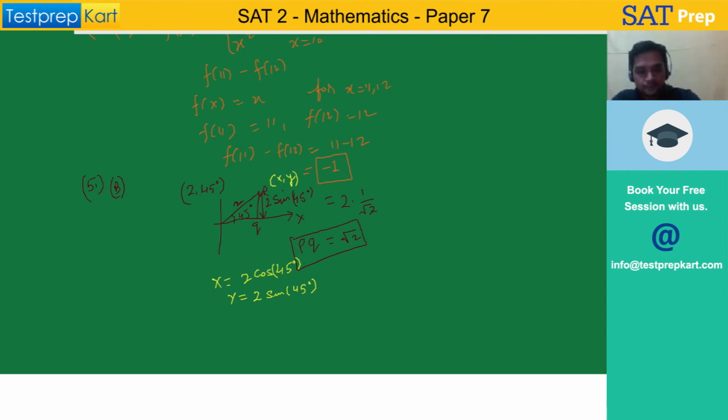So y is equal to 2 sin 45. Sin 45 is 1 over root 2. That is root 2. So this distance is y and this is x, whose coordinates are x comma y. So again y equals root 2. So again the same answer, that is root 2.